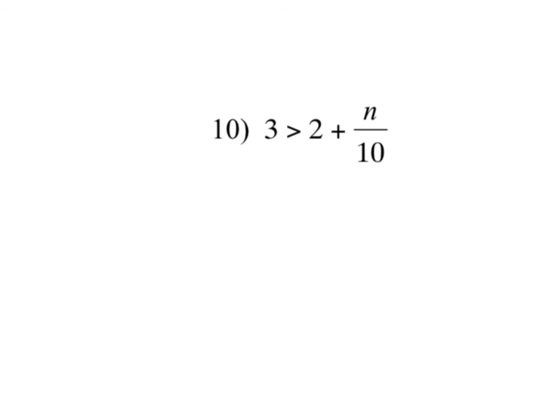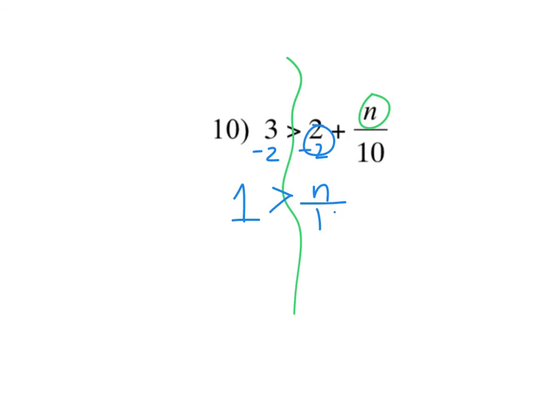And the last one, there we go. I'll start with subtract 2 on both sides. That turns into 0. This turns into a 1. And n divided by 10. Times 10, that cancels out, n and 10. Now I could rewrite it, if I'm going to write it back the other way, I'd write n is less than 10.